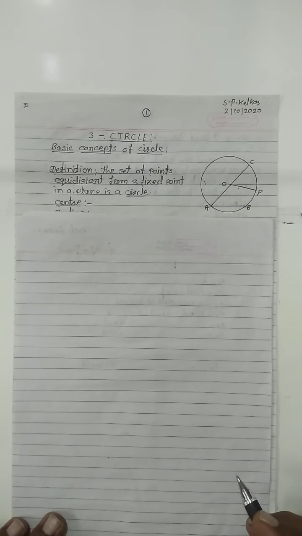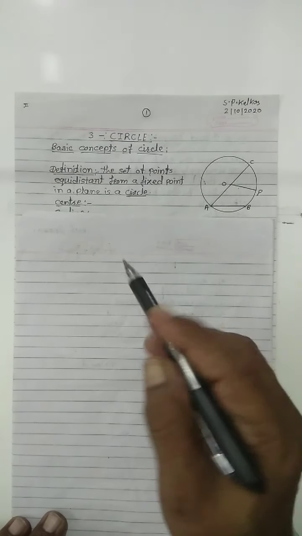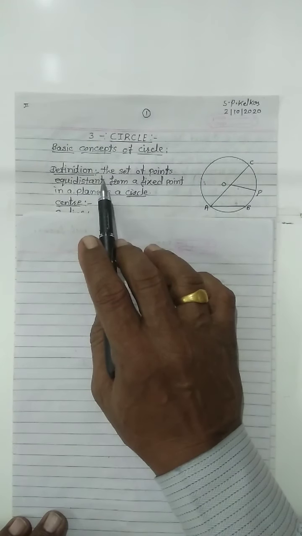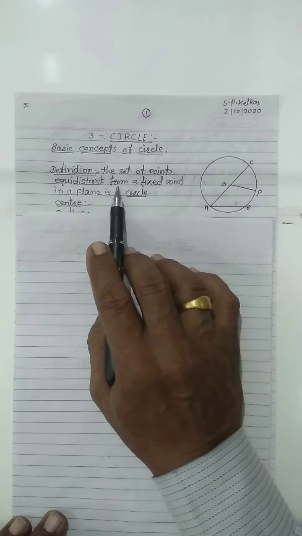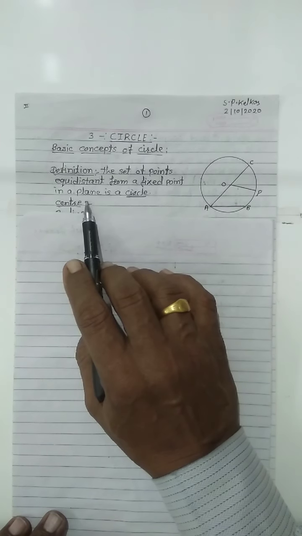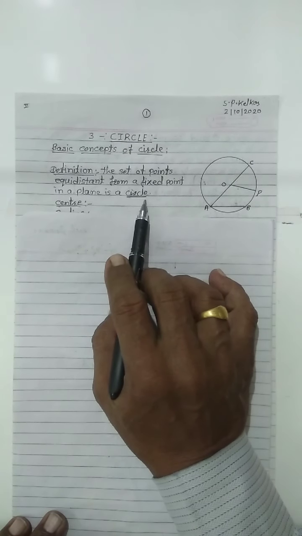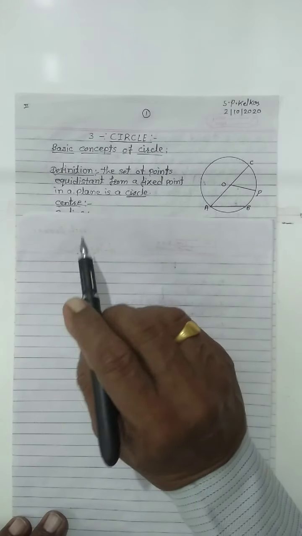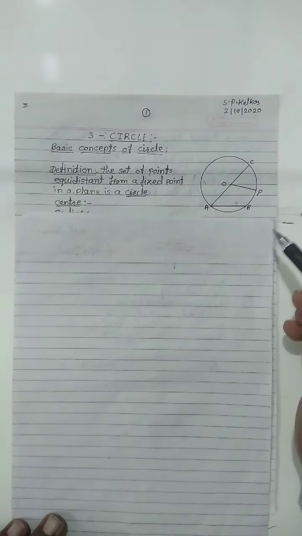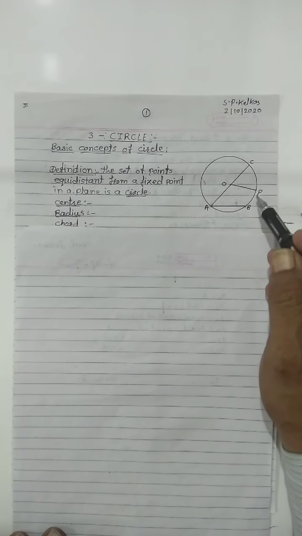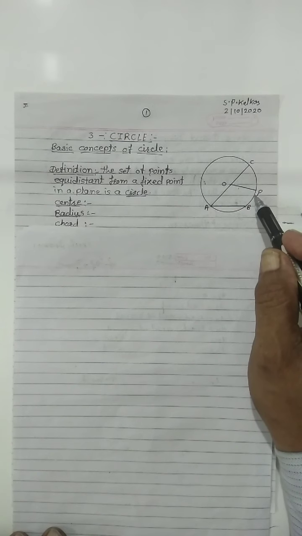Now, today we are going to start a new chapter, Circle, which is from Math Second. Basic concept of circle. Now, definition of circle: the set of points equidistant from a fixed point in a plane is called a circle. Now, center of circle, a fixed point of a circle is called the center of circle, and radius, a fixed distance of the circle, is called the radius of the circle.